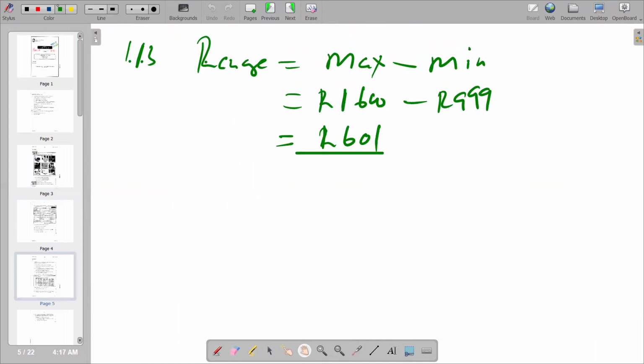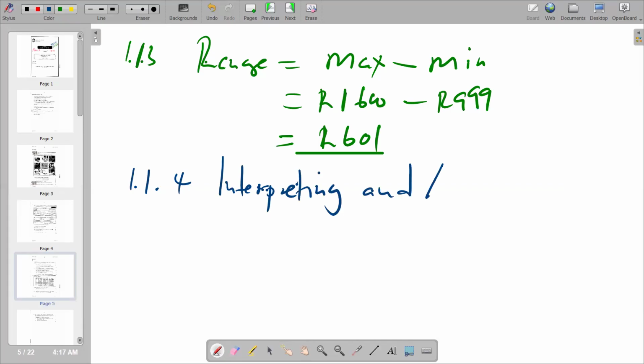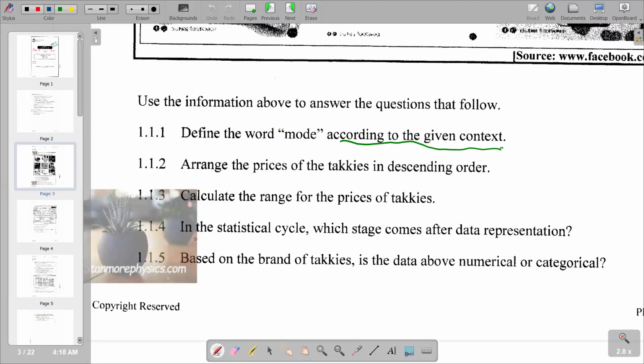So basically, this is the stage that we're just going to mention on our answer section. So we are saying 1.1.4. So we are saying interpreting and analyzing. Interpreting and analyzing data. So this is the next stage. So go to the next part of the question.